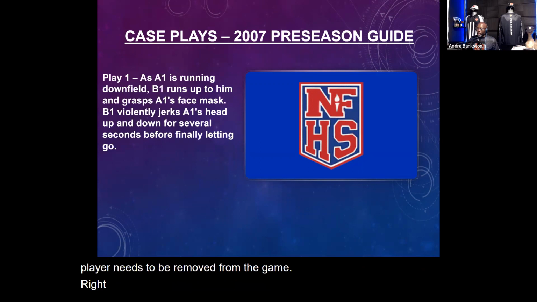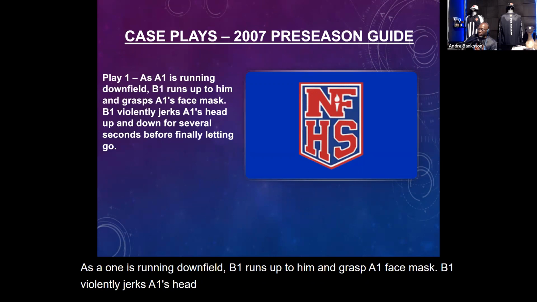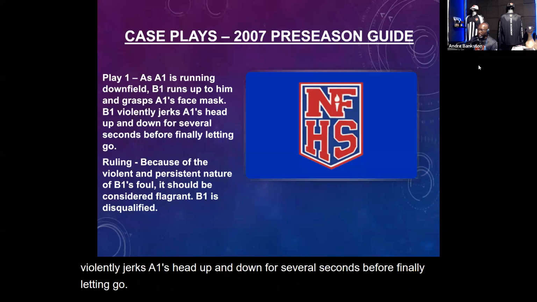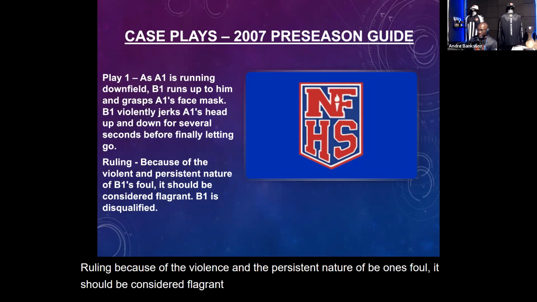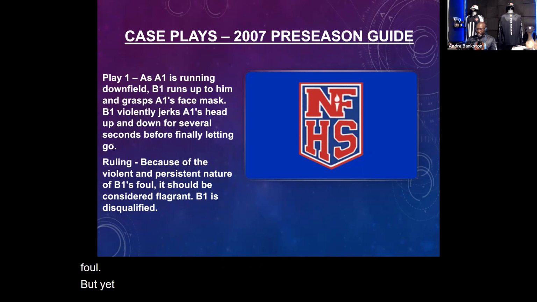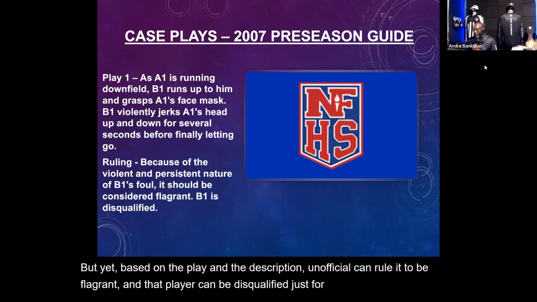Right? So play 1. As A1 is running downfield, B1 runs up to him and grasps A1's face mask. B1 violently jerks A1's head up and down for several seconds before finally letting go. Ruling: Because of the violence and the persistent nature of B1's foul, it should be considered flagrant, and B1 is disqualified. So that's a personal foul, but based on the play and the description, an official can rule it to be flagrant, and that player can be disqualified just for 1 foul.